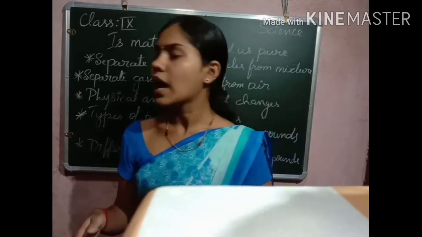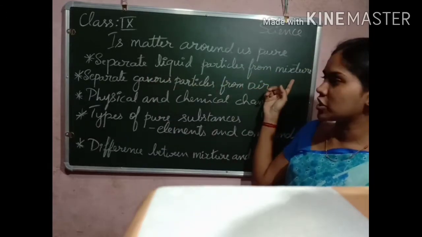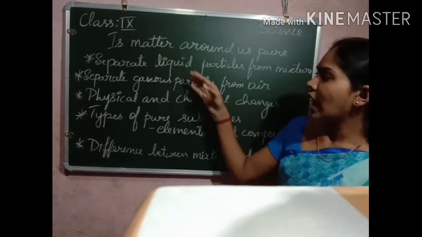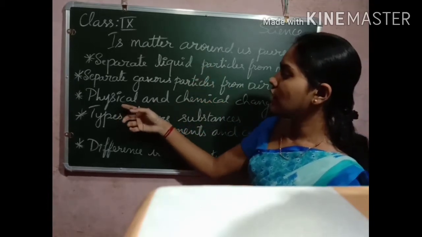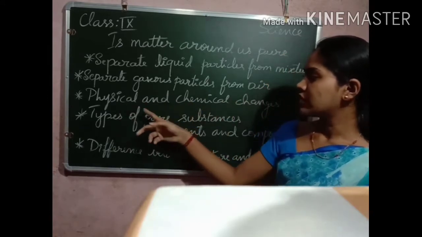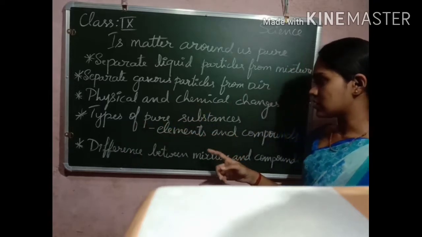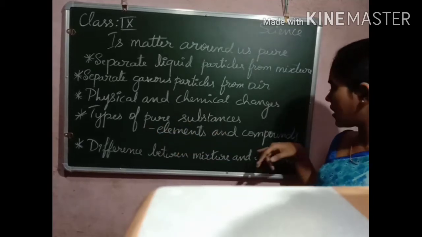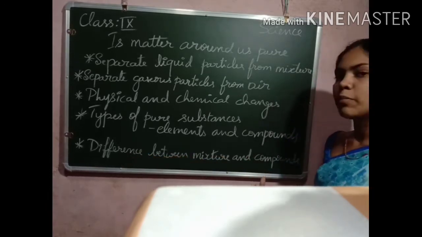In today's class I'm going to explain how to separate the liquid particles from a mixture, how to separate the gaseous particles from air, and what are the applications of these separations. Then the next concept, physical and chemical changes: what is the difference between physical and chemical changes? Then types of pure substances. The types of pure substances are elements and compounds.